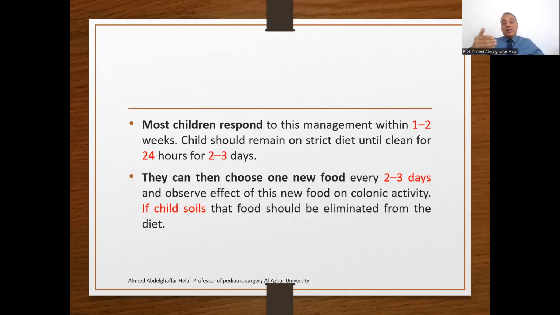They can then choose one new food every 2 to 3 days and observe the effect of this new food on the colonic activity. If this new food makes the child soil, then that food should be eliminated from the diet. So the child has the list of the constipating and laxative food. He can also try new food and assess the colonic activity regarding this new food. If he experiences soiling after taking this new food, it is withdrawn from the child's list of feeding.